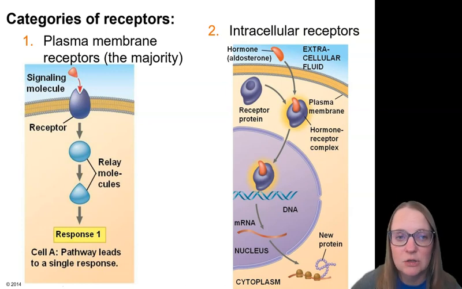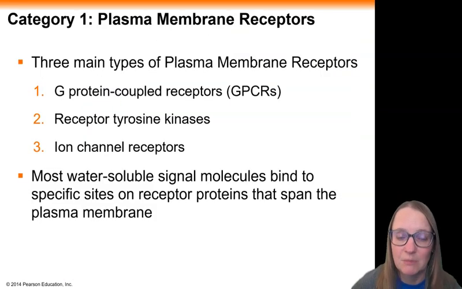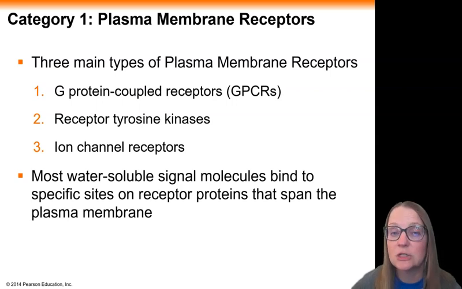Let's go ahead and start with our plasma membrane receptors. There are 3 main types of plasma membrane receptors that we're going to take a closer look at. These are, number 1, our G protein coupled receptors, or GPCRs for short. Number 2, we've got our receptor tyrosine kinases, or RTKs. And then number 3, more specific, we've got ion channel receptors. These are most frequently going to be used as part of synaptic signaling. So we'll take a closer look at those.